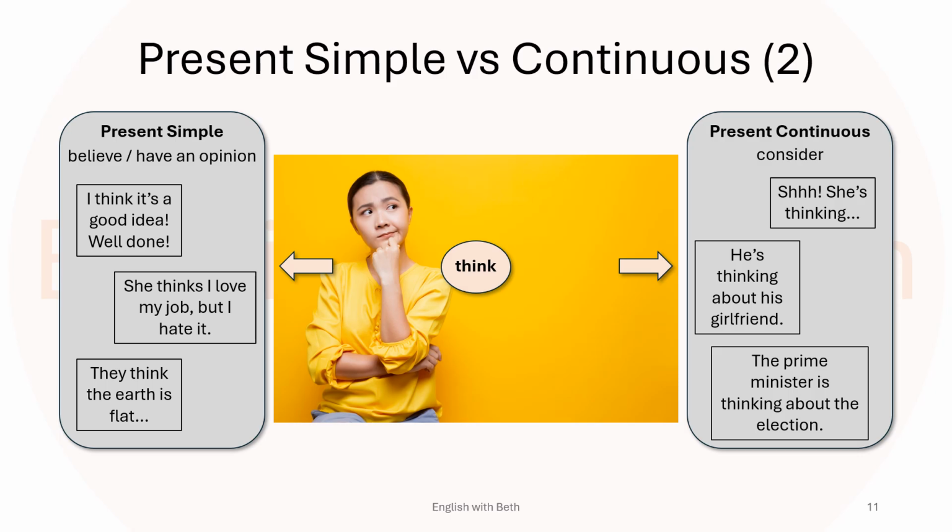Second, it can mean to consider, to think about something or to think about doing something. For example, shh, she's thinking. He's thinking about his girlfriend. The Prime Minister is thinking about the election. In this case, we use present continuous tense.